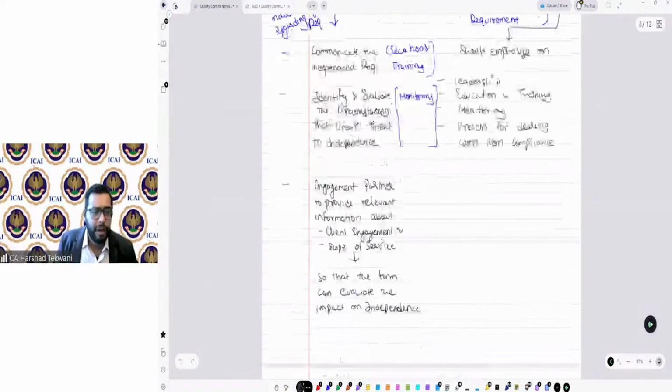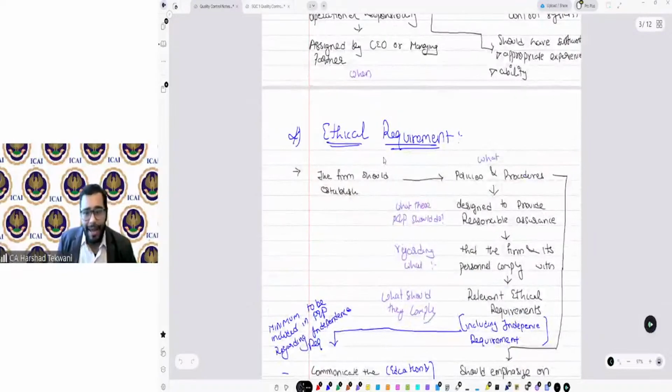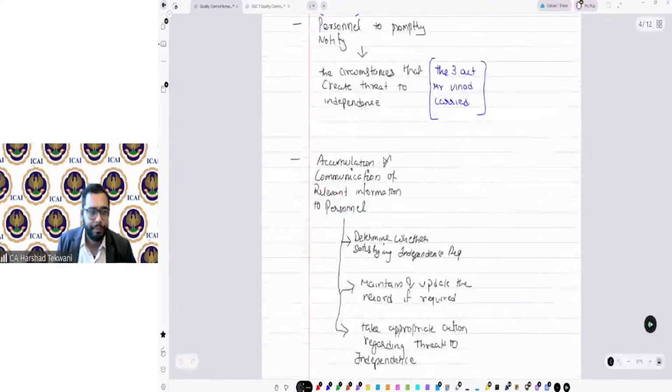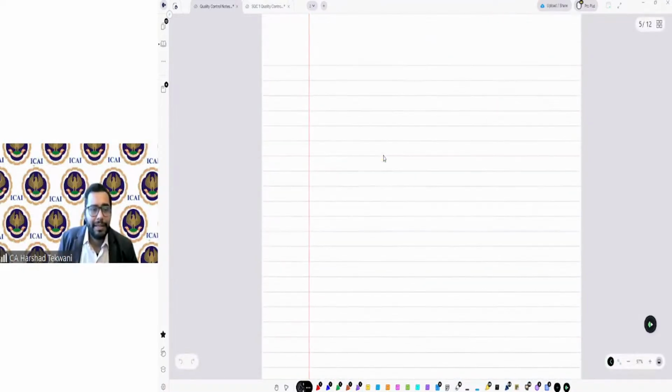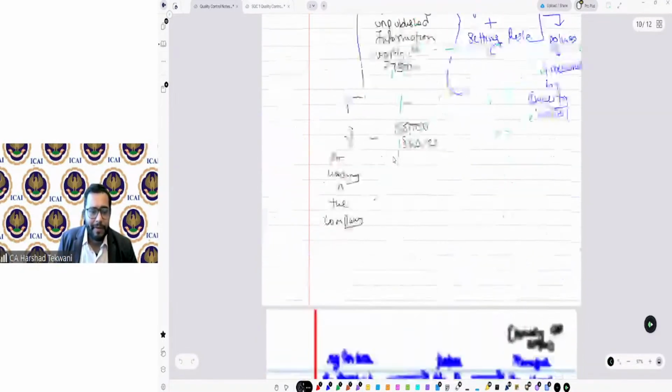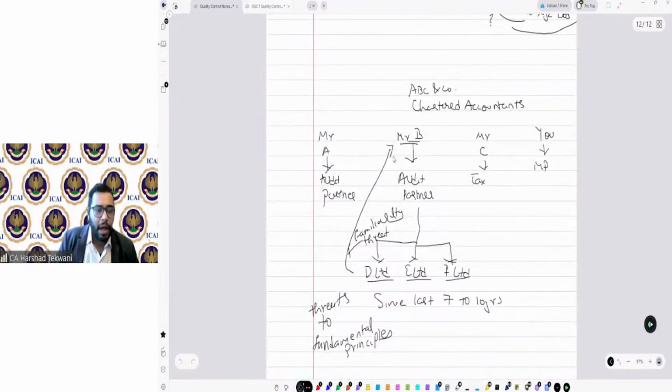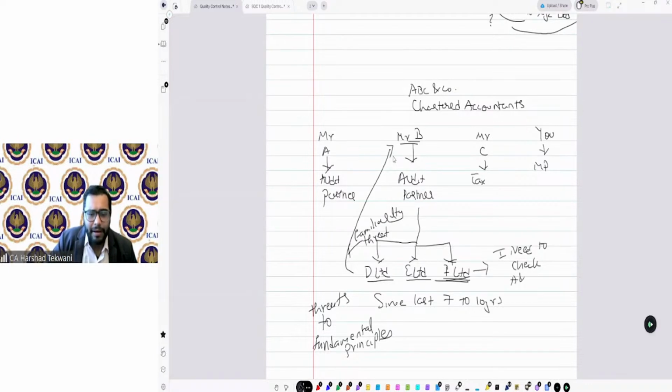Acceptance and continuance of the client relationship. And why this area is again important, that is we need to understand. Same way, for example, we were discussing this example. If Mr. B wants to continue the audit of F Limited, I need to check acceptance and client continuance.